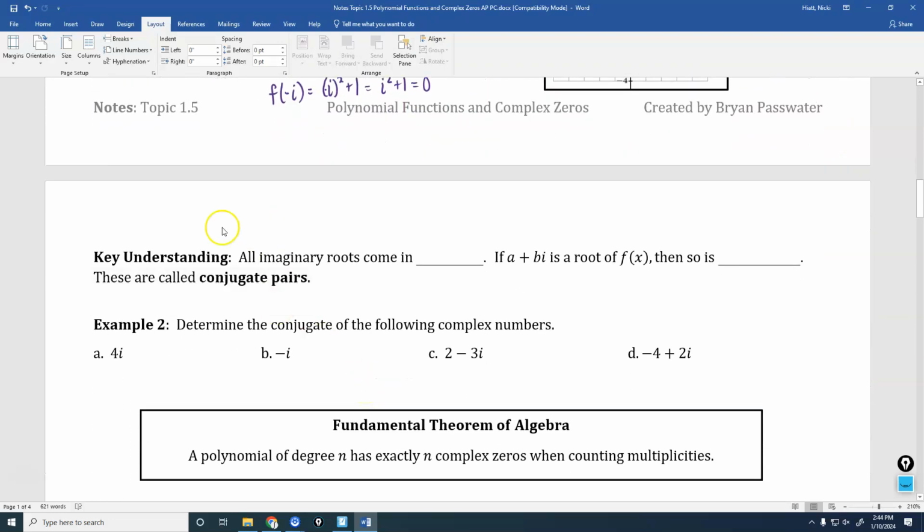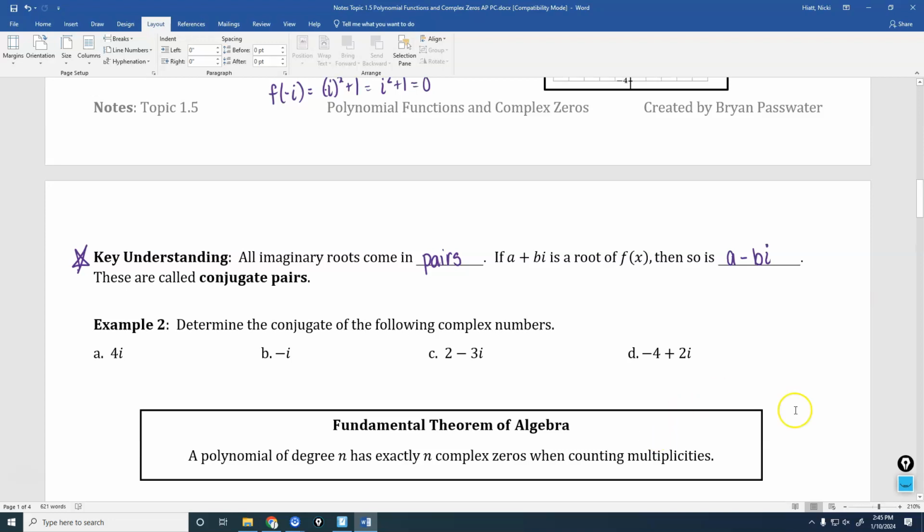So, one really important thing that you have to know, it says key understanding. You might want to put a star next to it here. All imaginary roots come in pairs. Okay? If a plus bi is a root of f of x, a and b just represent numbers here, then a minus bi also has to be a root or a 0 for that function. These are called conjugate pairs that will go together.